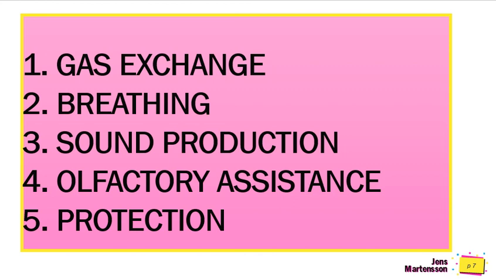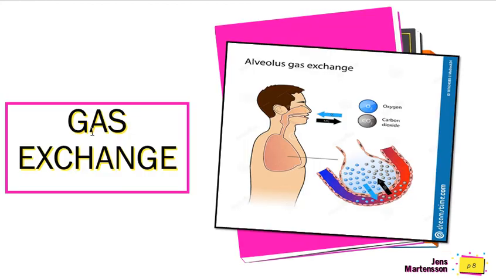So let's start with gas exchange. In the respiratory system, it involves gases. So what are those gases that are exchanged or involved in the respiratory system nato? So here we have the oxygen and we have the carbon dioxide.